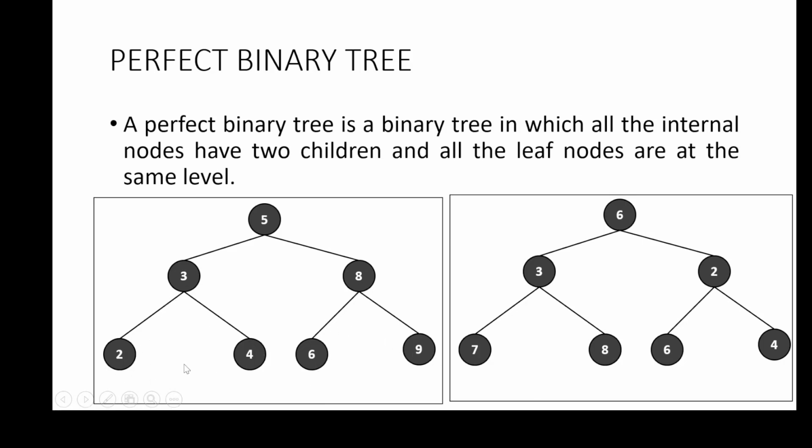And look at the leaf nodes, 2, 4 and 6 and 9 are the leaf nodes, and all the leaf nodes are at the same level. If you look at the second example, node 6 has two children, 3 and 2, 3 has two children, 7 and 8, 2 has two children, 6 and 4, and the leaf nodes 7, 8, 6, 4 are at the same level.